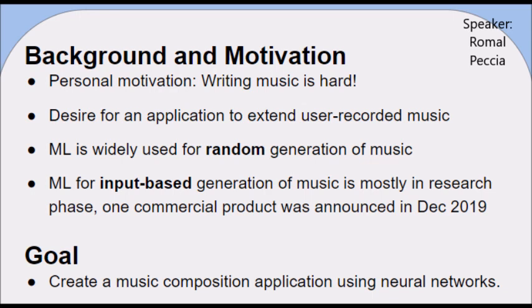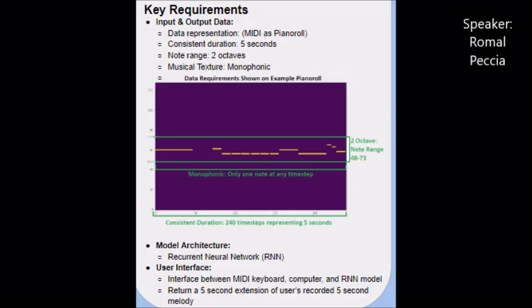With all of this in mind, we had a clear goal of creating a music composition application using neural networks. In order to create a solution, some key requirements were established. First, we needed to decide how to represent music as data. So we chose MIDI, a file format that contains instructions containing information about pitch and when these pitches are turned on or off. This is further interpreted as piano roll, which is a 2D array containing time on one axis and pitch on the other.